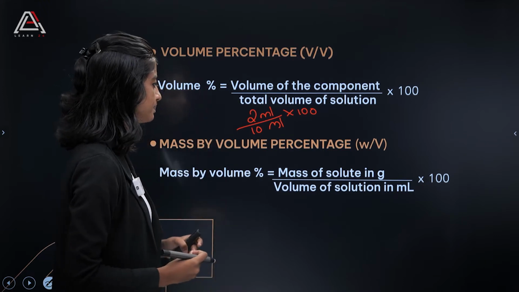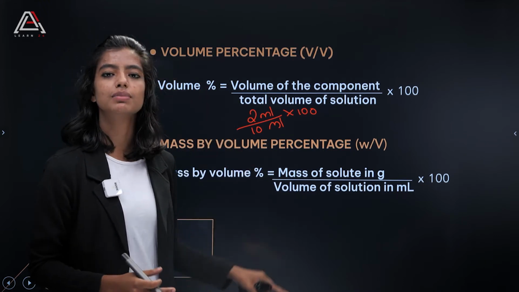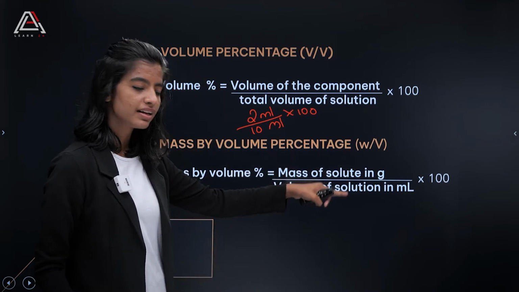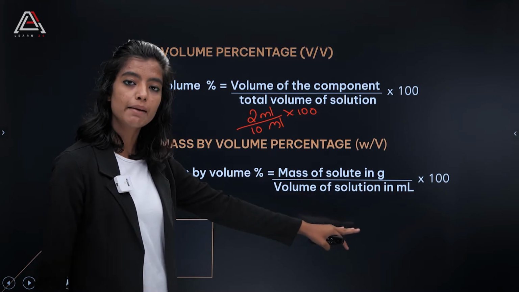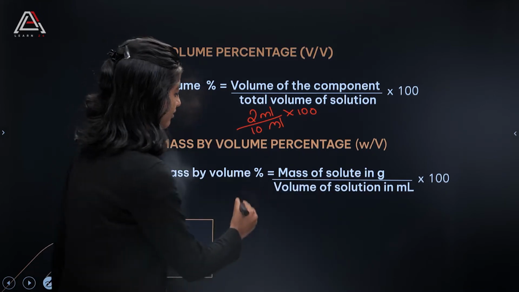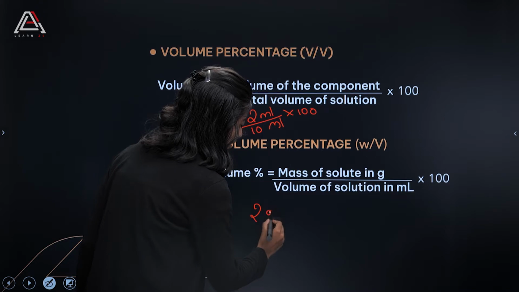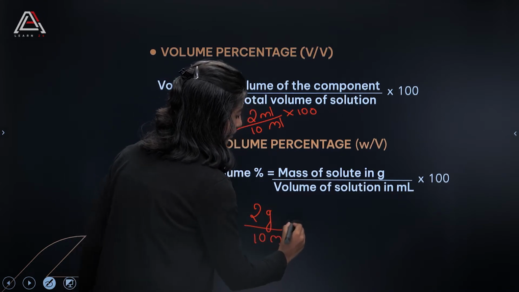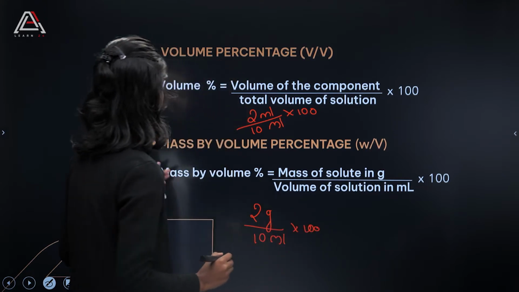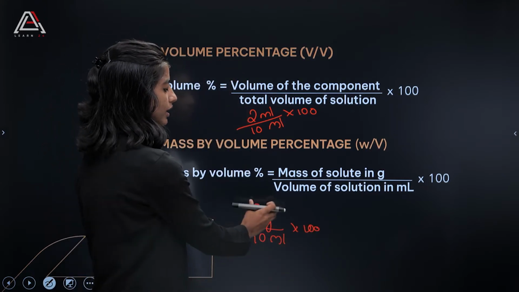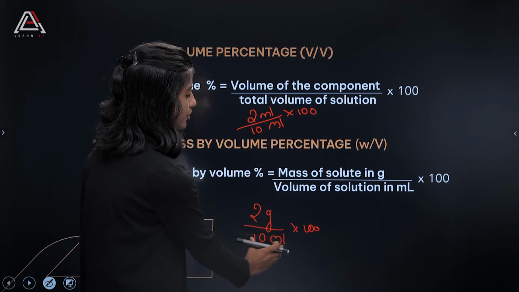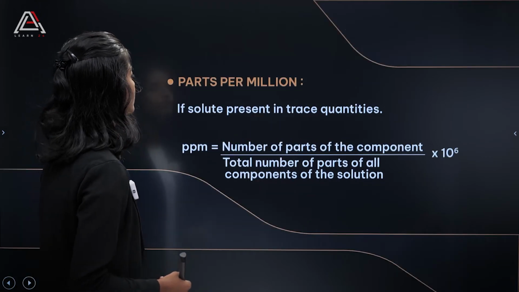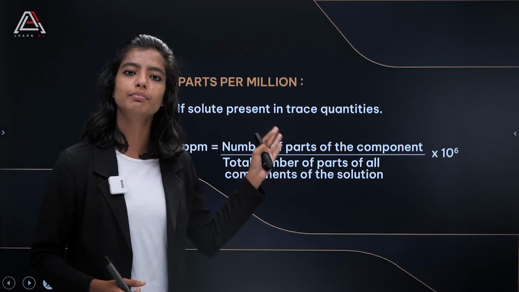Now, mass by volume percentage. Mass of the solute in gram divided by volume of solution in ml into 100. That means if I have 2 grams of solute in 10 ml of solution, into 100, I will get mass by volume percentage. Clear?